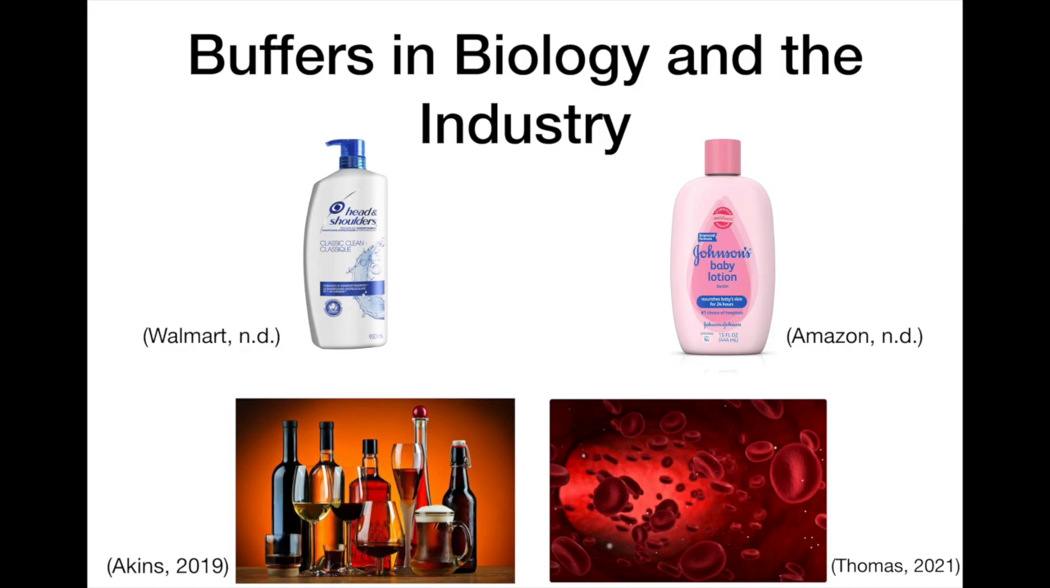Overall, buffers are extremely important and prevalent not only within biology, but also in the industry. Without these systems, many reactions could not be undergone, numerous products could be very damaging to our skin, such as skincare products, some products would not exist, such as alcohol, and we would not be alive today without vital buffers such as that of blood plasma.